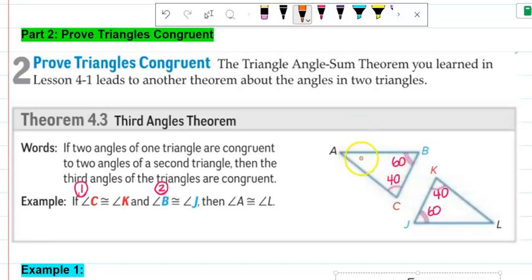That means that angle A has to be 80, right? And the same thing for this other triangle. If we've already used up 60 and 40, that's 100, which means that 80 has to go with L. So that means that angle A and angle L have to be congruent to each other. The name really gives it away too. If it's the third angle you're proving, you've already proven the other two, then the third set has to be congruent, no matter what.